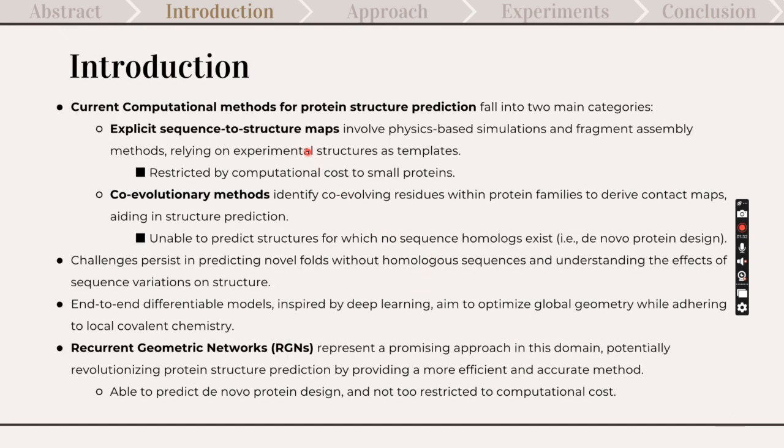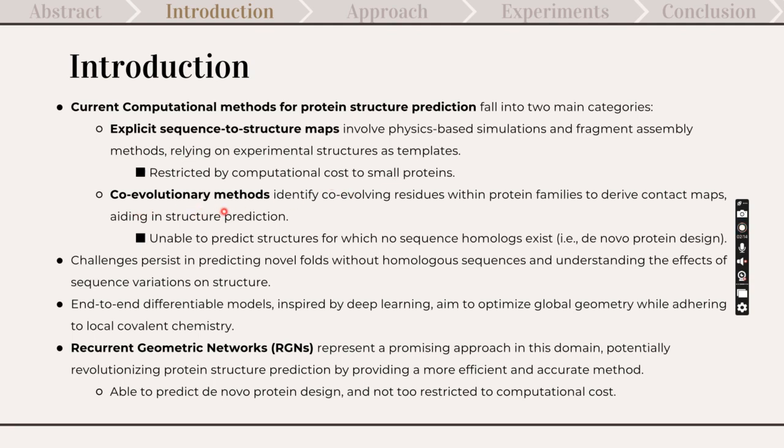Before this method was proposed, let's look at the previous computational methods for protein structure prediction. They basically fall into two main categories. One is explicit sequence to structure mapping. This basically involves physics-based simulation and fragment assembly methods. Since it's physics-based, it uses lots of computational cost to simulate. So the downside of this kind of method is that it is restricted by computational cost to small proteins.